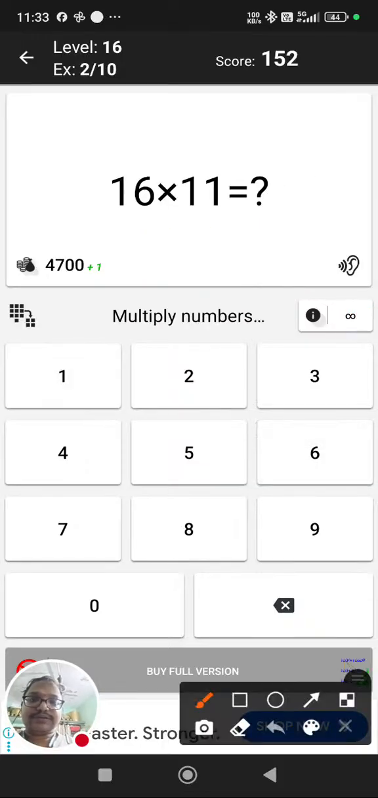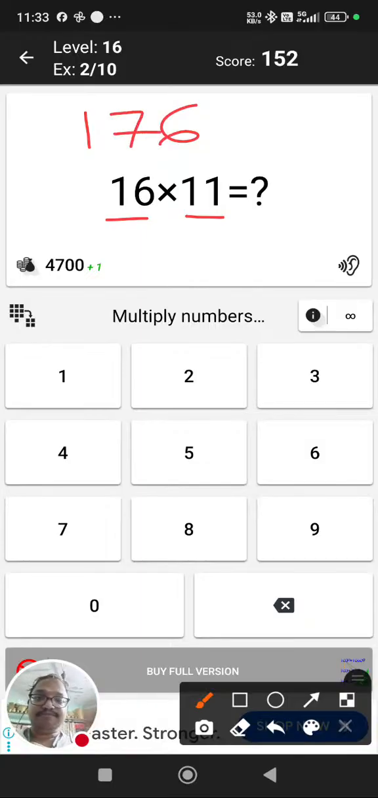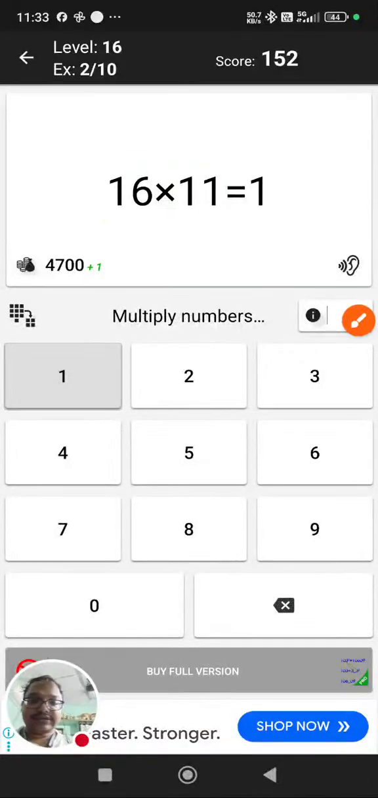So if we see any number multiplying with 11, what we do is place the numbers separate and the sum of these two numbers is placed in between them. So answer will be 176.